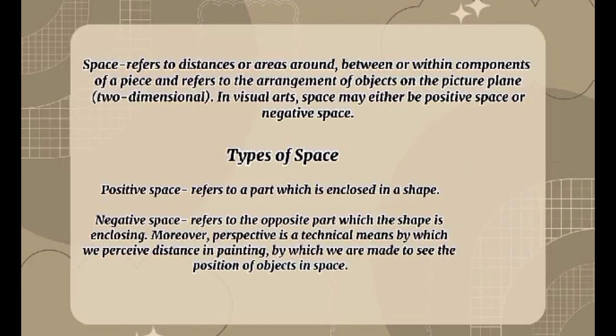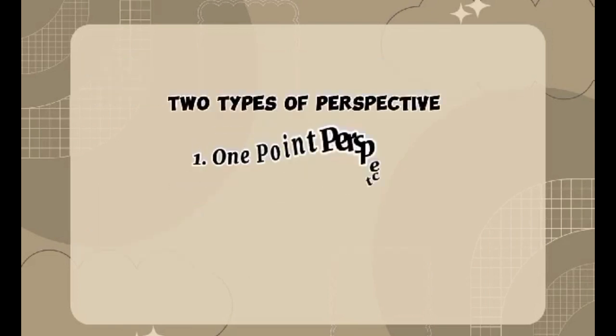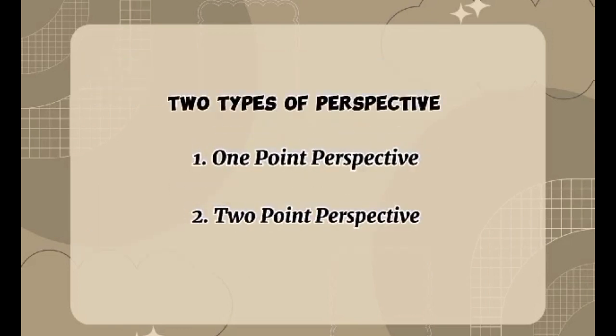Moreover, perspective is a technical means by which we perceive distance in painting, by which we are made to see the position of objects in space. The concept of perspective is a technique that artists use to add depth and dimension to their work. It's how they perceive the distance and position in their paintings or drawings. So we have two types of perspective, the one-point perspective and the two-point perspective.